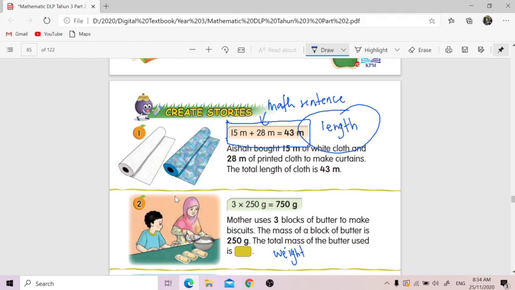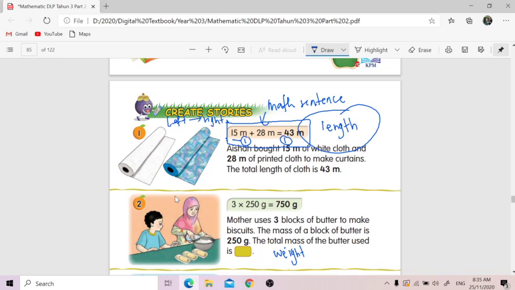So there are two lengths. There are two pictures here, two types of cloth. You can create stories like what is already done here. Aisha bought 15 meters, so 15 meter is the first number, mentioned first: 15 meter of white cloth. It starts from left to right.